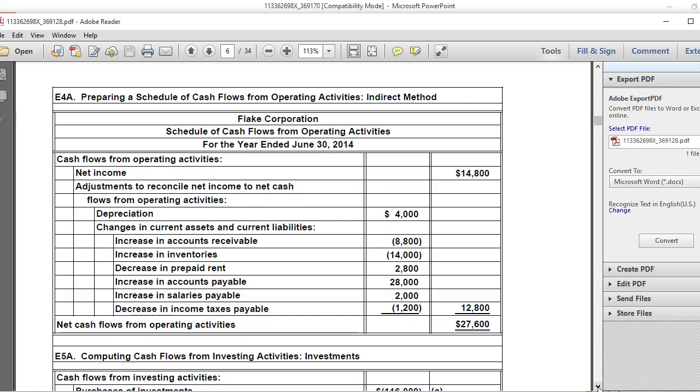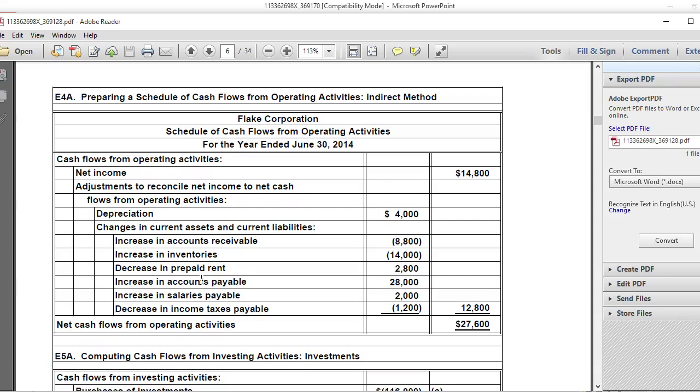Prepaid rent's an asset. So if we increase an asset, we'll subtract. When we decrease an asset, we add it back. So decreasing an asset, like decreasing prepaid rent, will add back. Increasing an asset, we'll subtract. So in this case, decrease in prepaid rent, we add back.